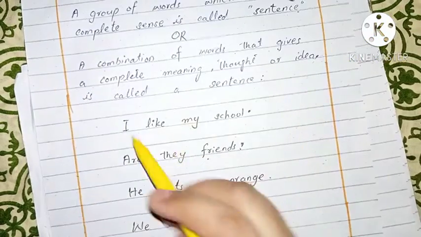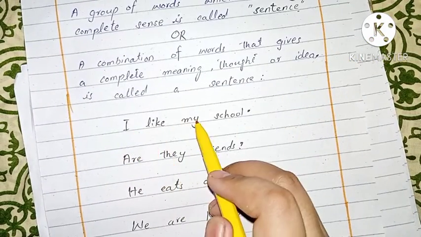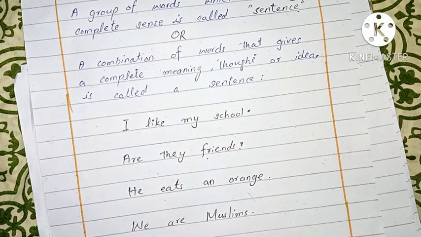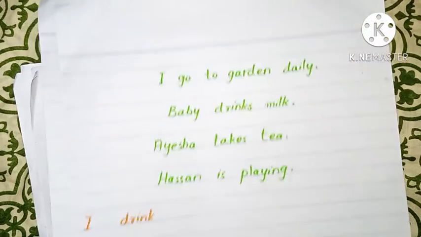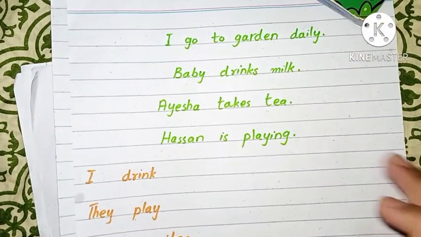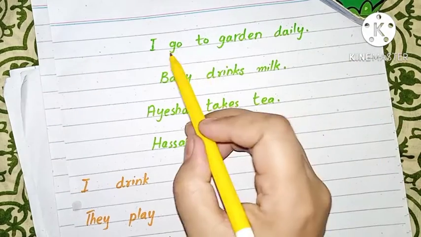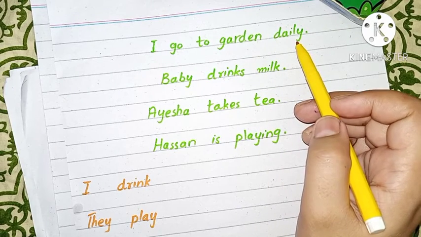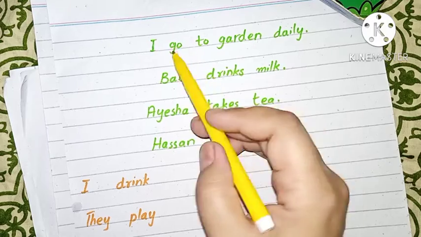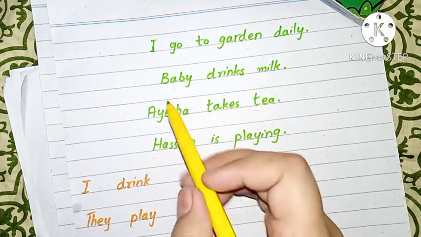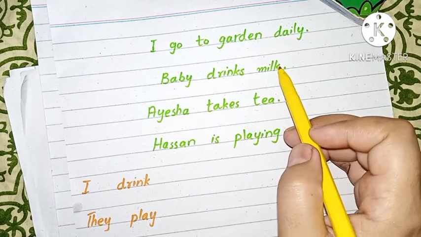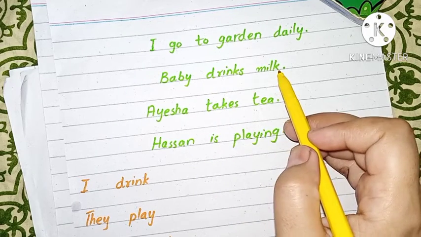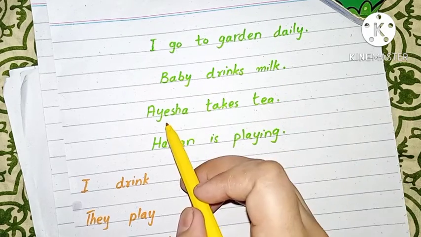Such as, I like my school. So it's a complete sentence. If we see these sentences, I go to garden daily. It is also a complete sentence. Where am I going? Going to garden daily. Baby drinks milk. What is the baby drinking? Baby drinks milk. So it's a complete sentence.